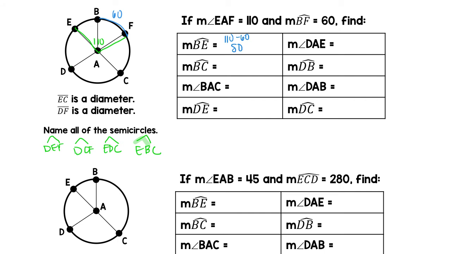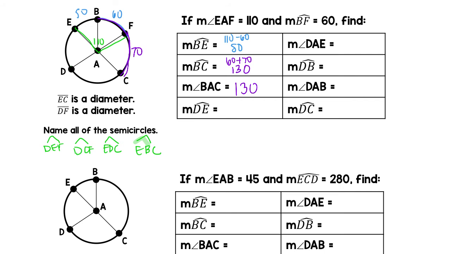The measure of arc BC, well, let's see what we know. We know this guy is 50, and we know that all of this is 180. So arc FC, if this is 110, FC will have to be 70. Right here. So BC will be 60 plus 70, or 130. Measure of angle BAC, same thing, 130.